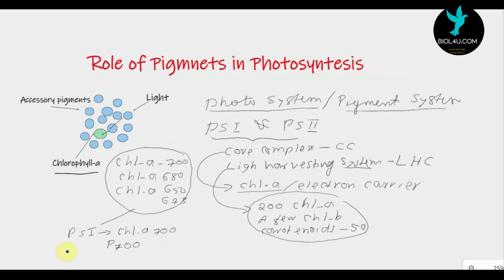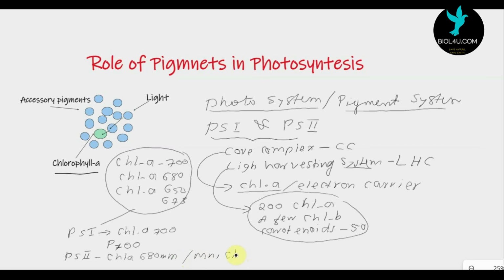Okay, then PS2 contains the specific chlorophyll A with 680 nanometer wavelength. It absorbs the 680 nanometer wavelength, so that acts as the reaction center in PS2. In PS2, it also requires some additional molecules for the photolysis of water, that is manganese and chloride ions.